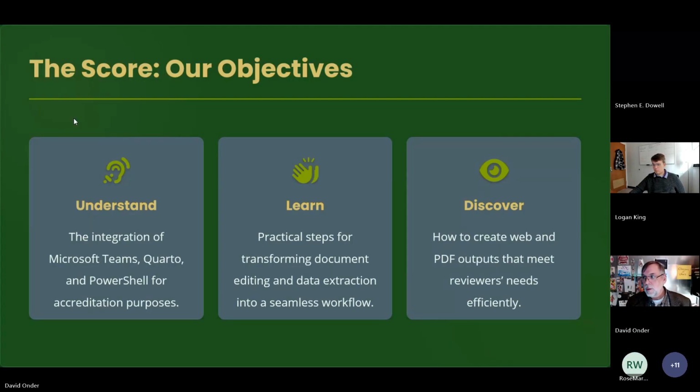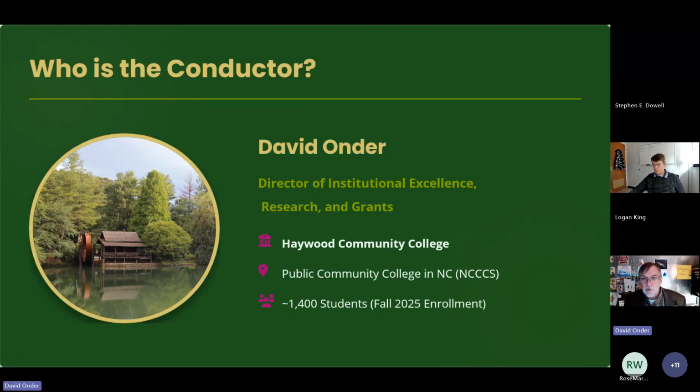So I'm David Onder. I'm the Director of Institutional Excellence Research and Grants at Haywood Community College. We're in Western North Carolina. We're part of the public community college system of North Carolina. There's 58 of us. We have about 1,400 students this fall in our curriculum enrollment, and we have 2,300 students on our continuing education side. So that's a little bit about us. This is the picture of our mill house, which was made by some of our students back in the 70s, I believe.